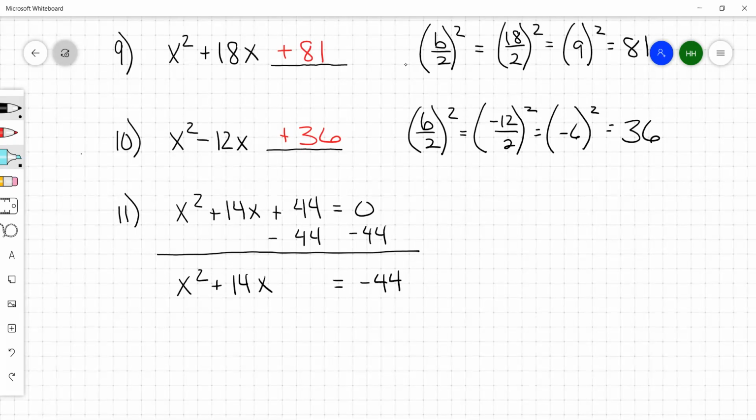Now we're going to complete the square, but whatever we add to the left, make sure you add it to the right. All right, so we got 14 over 2 squared. That's 7 squared. That's 49. Add 49 here, add 49 here. Got to do it.